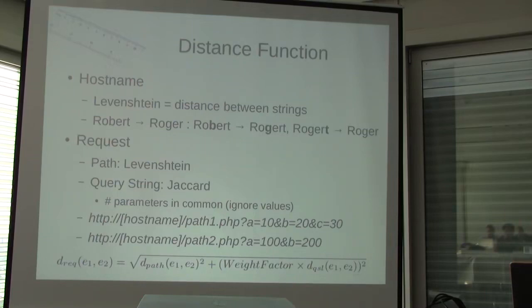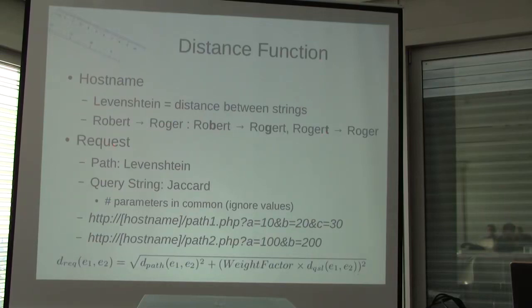It's the same here. Since host names are strings, we use a standard distance function called Levenshtein. For example, if you want to compute the distance between these 2 strings, Robert and Roger, the distance here is 2 because you need 2 changes to go from one to the other. In the first, you change the B with a G, and in the second, you delete the T. So the distance here is 2.